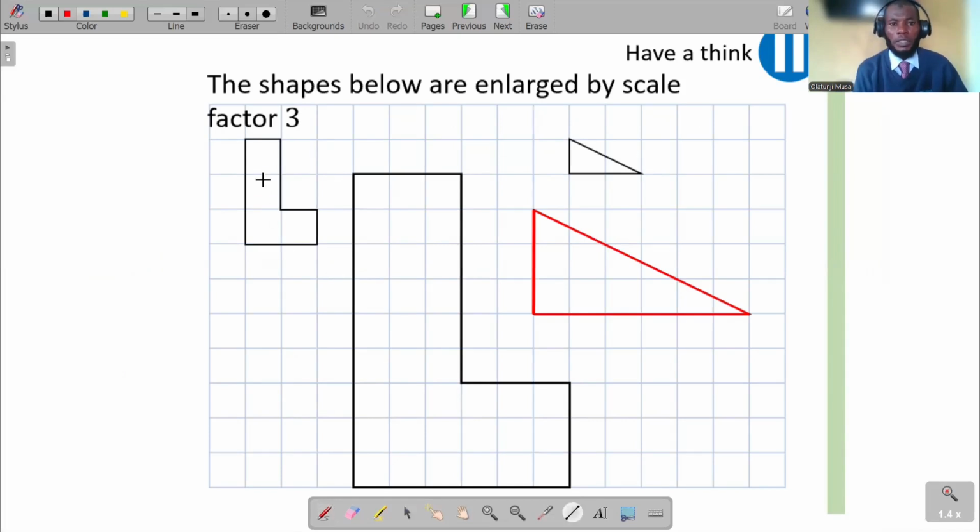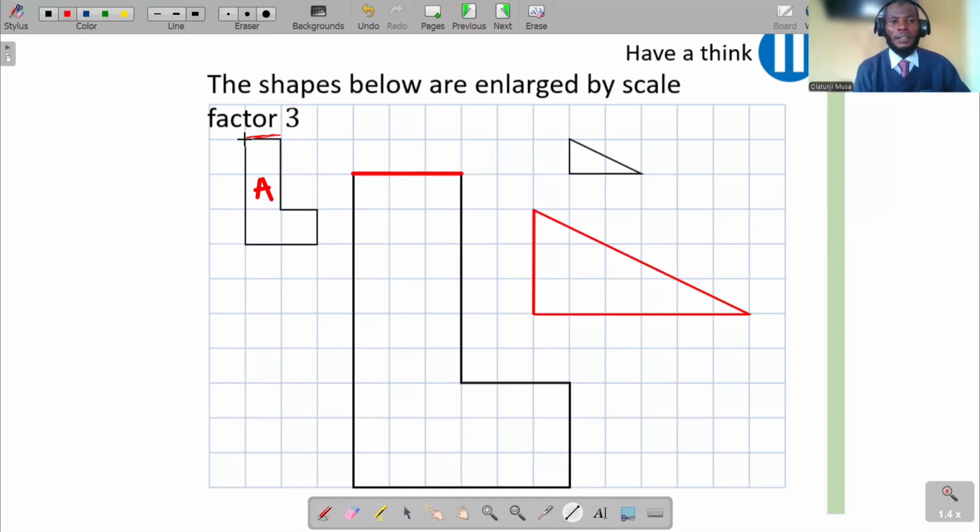The shapes below are enlarged by scale factor 3, as you can see. This is the real object. Knowing that it is enlarged by scale factor 3 means the smaller one is the real object, this shape A. This is the image. All you need to know is that here covers just one square unit. So to enlarge it, you're enlarging by 3 square units.